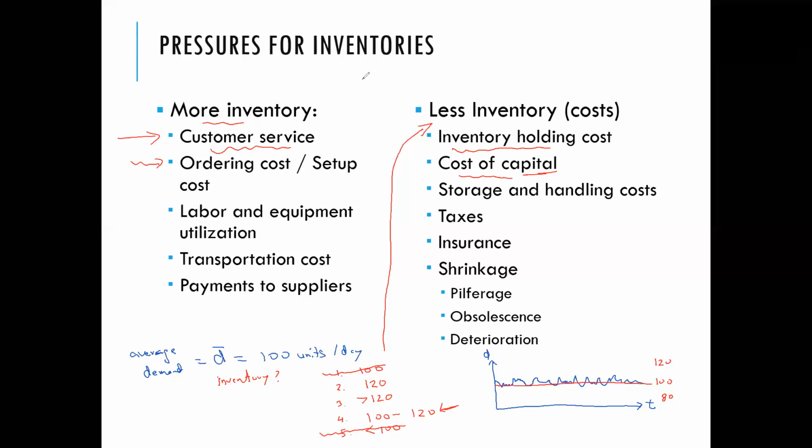And our main task or our main objective in this chapter is to find a balance between these two pressures, right? That is our main task. How do we balance out the pressure for more inventory against the pressure for less inventory? And that is in essence what we call inventory management. Okay, so with that said, let's move on to our next slide.